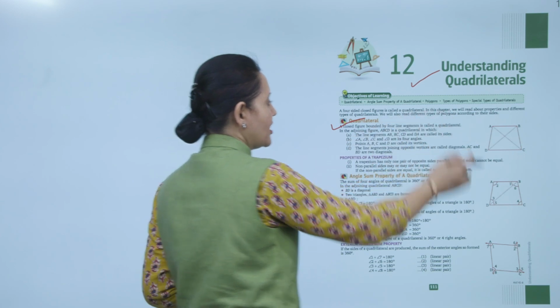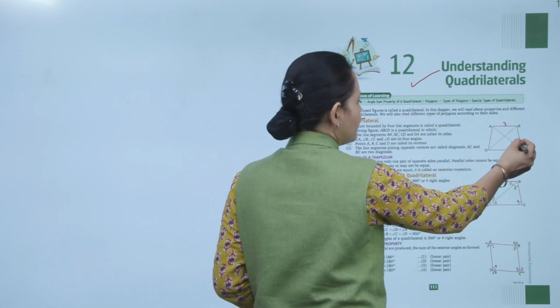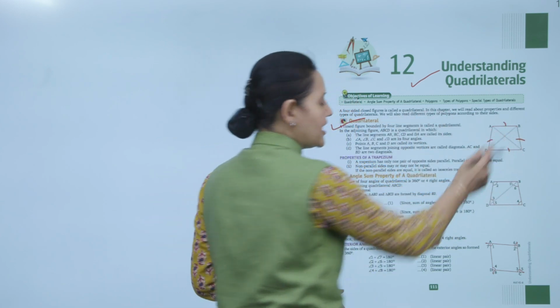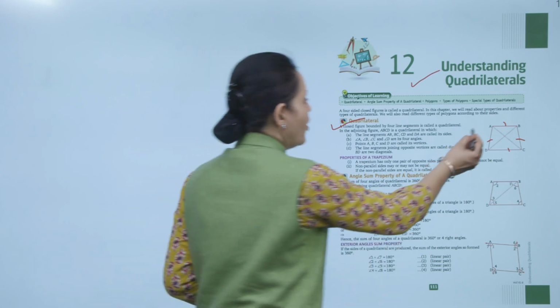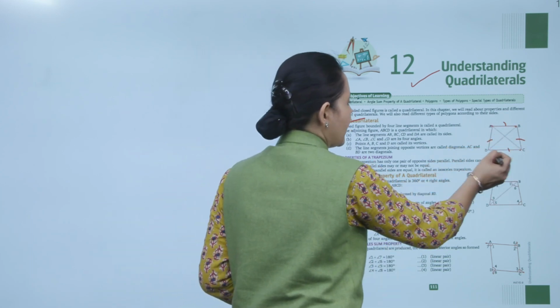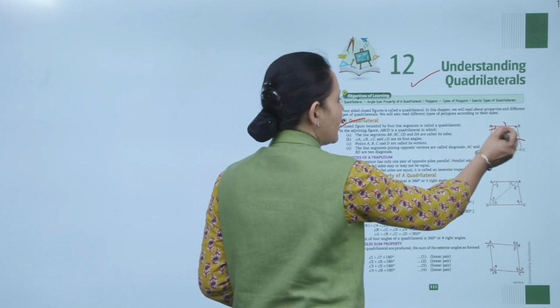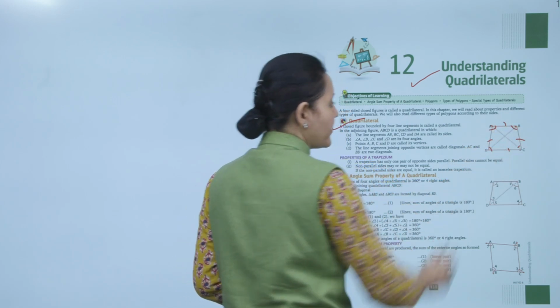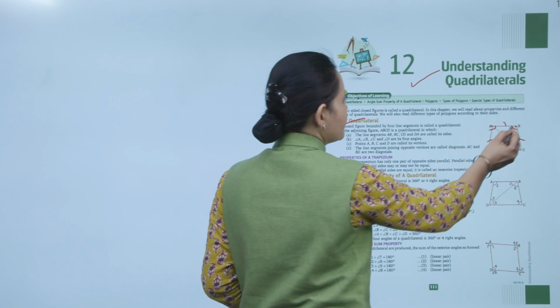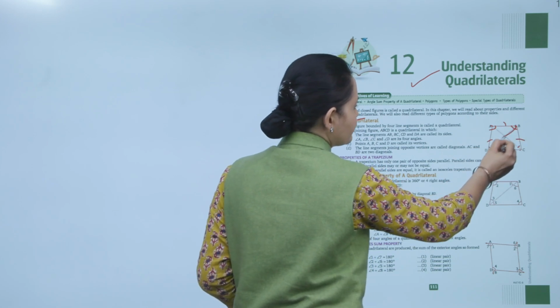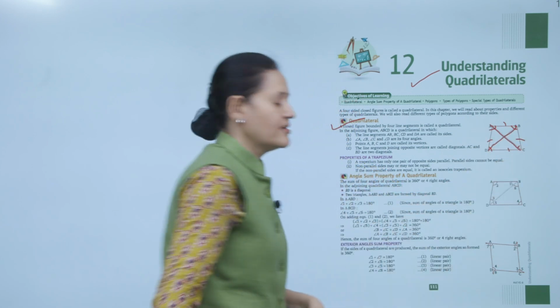So this is a quadrilateral. Four sides: AB, BC, DC and AD. These are the four sides. Four vertices: A, B, C and D. Four angles: angle A, B, C and D. And two diagonals: BD and AC.